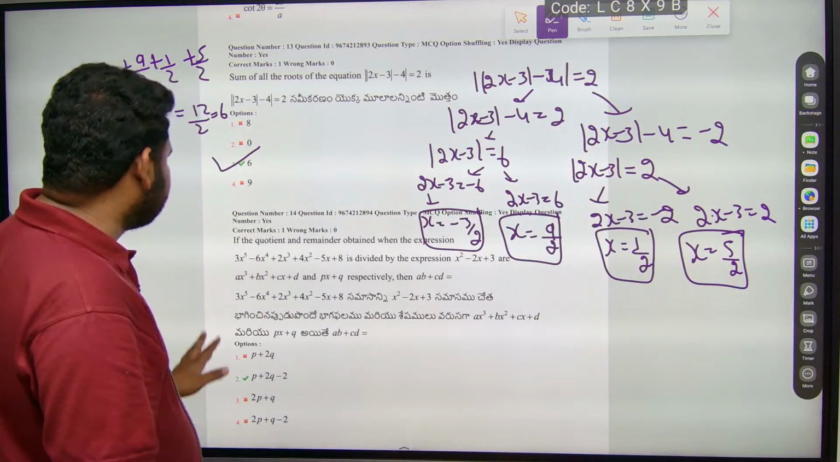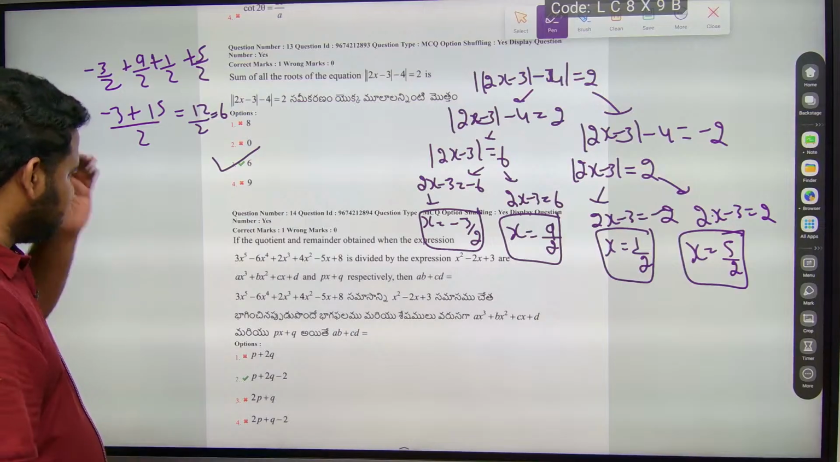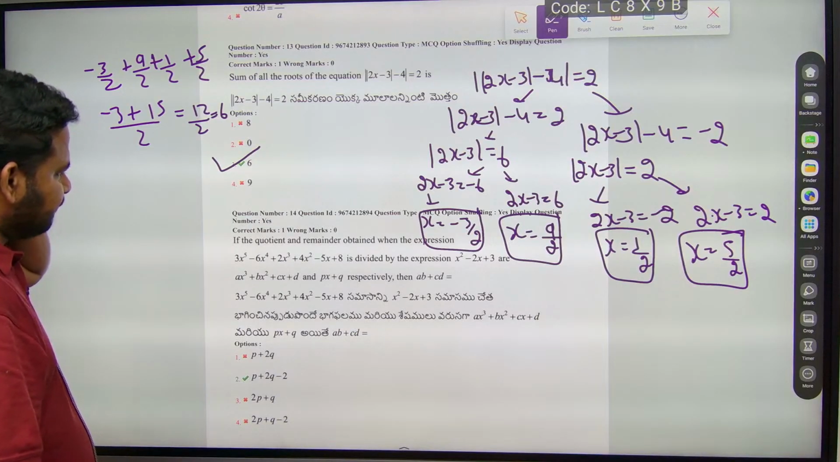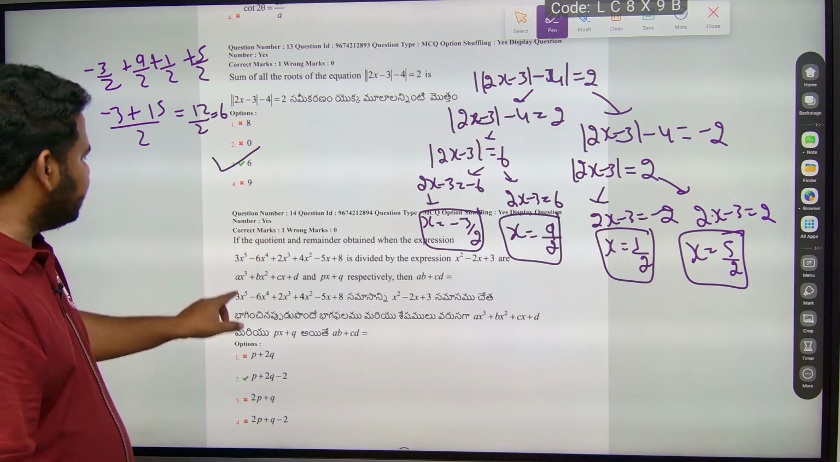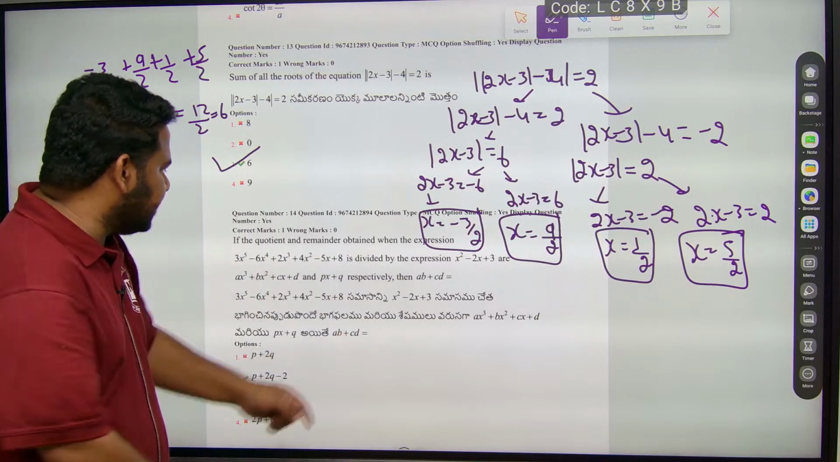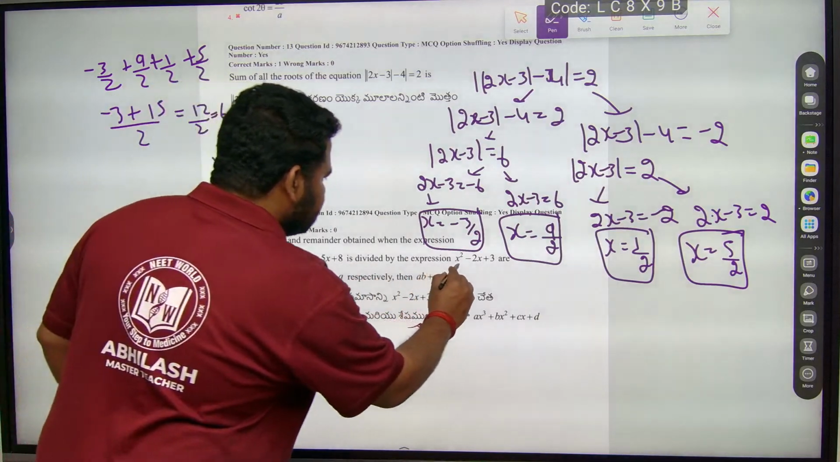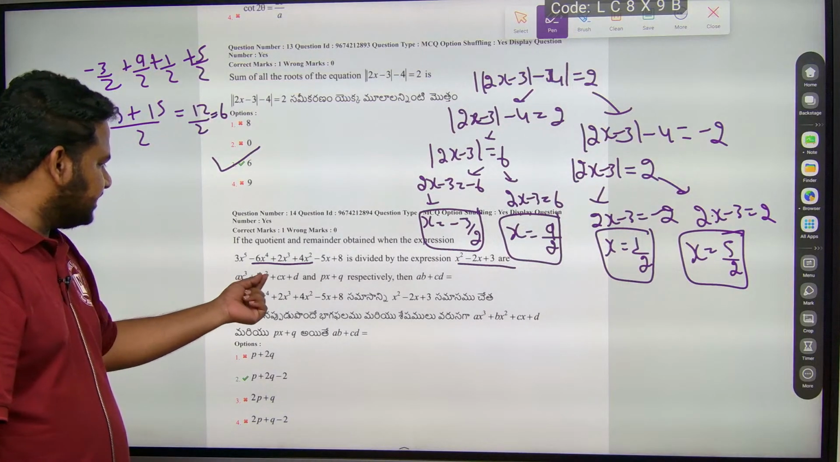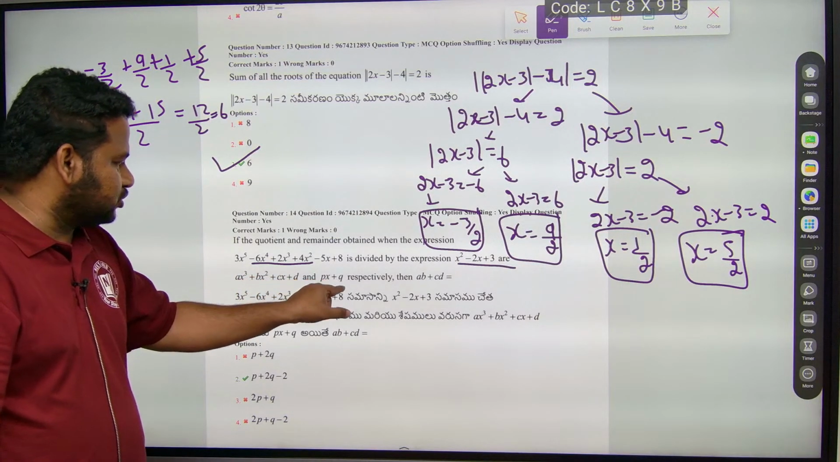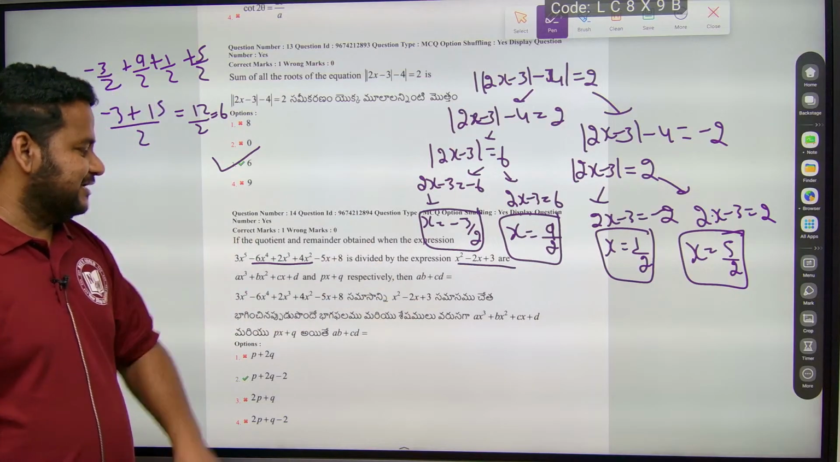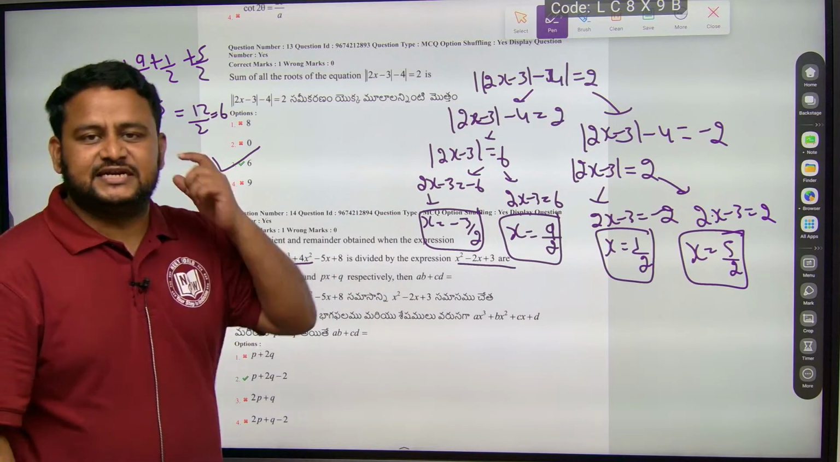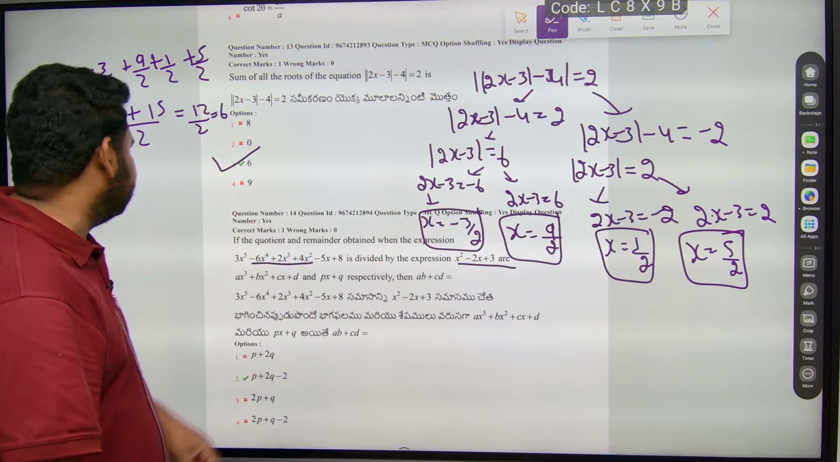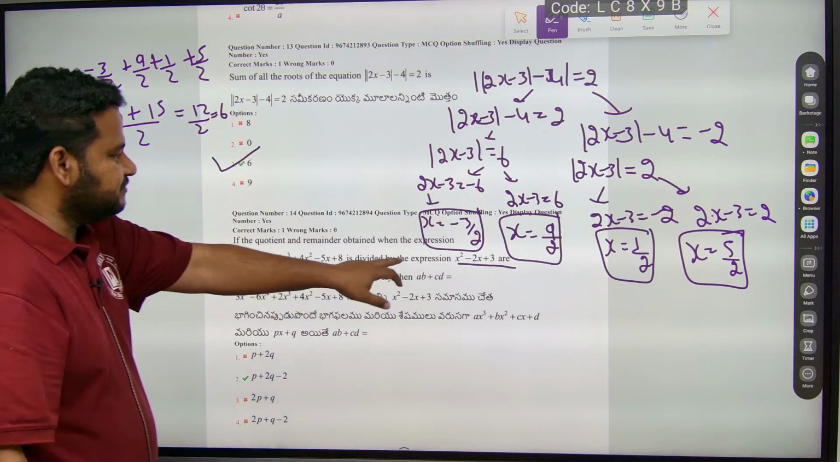Okay, let us have a look at this question. What they have given here is: if the quotient and remainder obtained when this expression is divided by x square minus 2x plus 3 are ax cube plus bx square plus cx plus d and px plus q respectively, then they are asking the value of ab plus cd. So first let us divide this by this expression.